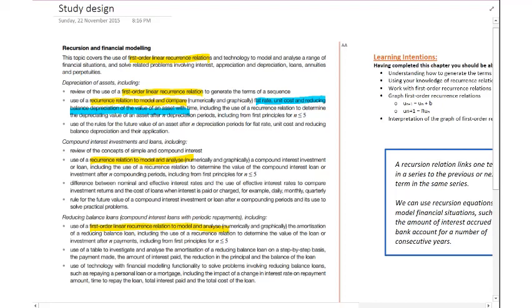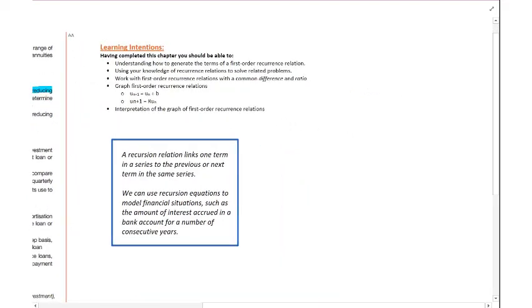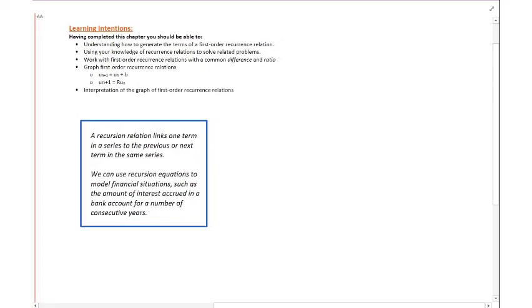So the purpose of what I'm going to go through in a moment is to look at how we generate the terms for a first order recurrence relationship, using this to solve related problems, work with first order recurrence relations with a common difference and ratio, graph these relationships, and interpret the graph of a first order recurrence relation. Now, am I going to do that all in one video? No, I'm going to break this up into about 3 different videos.